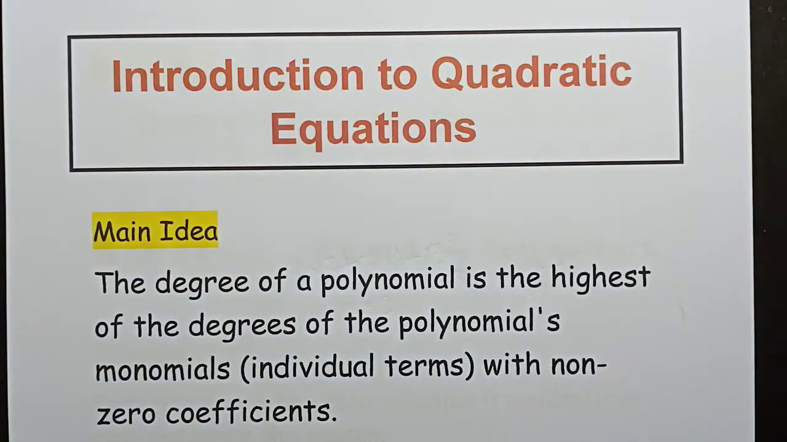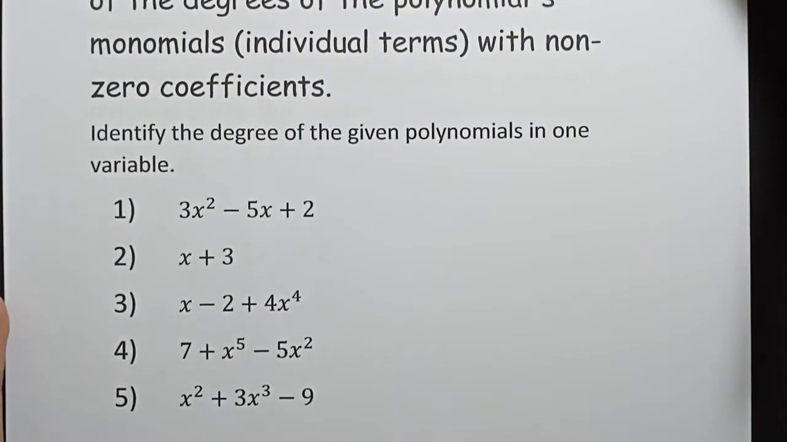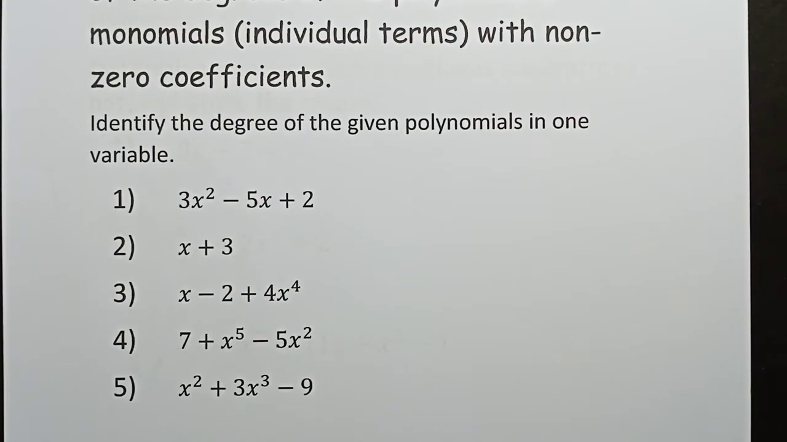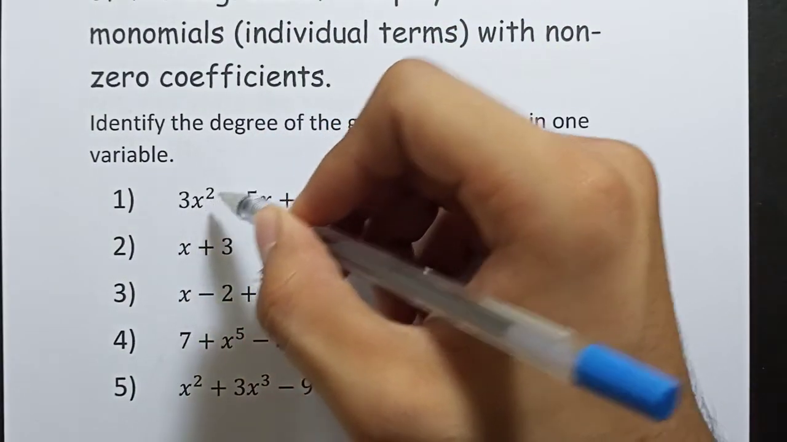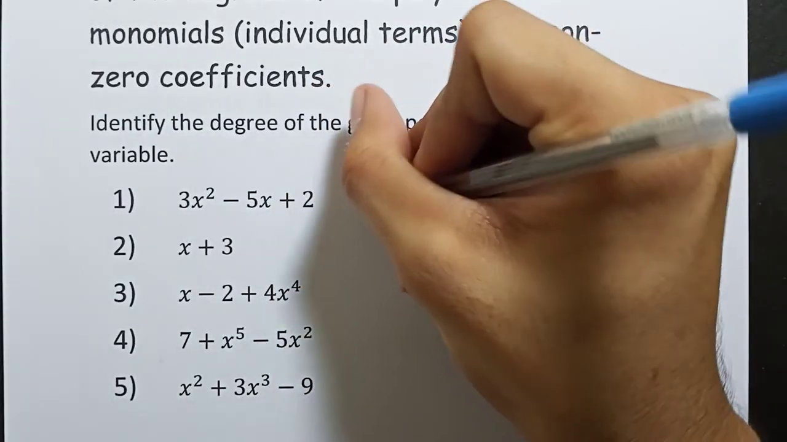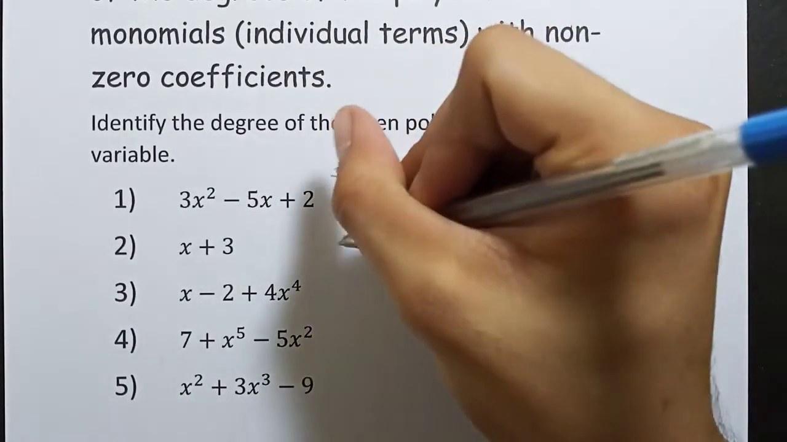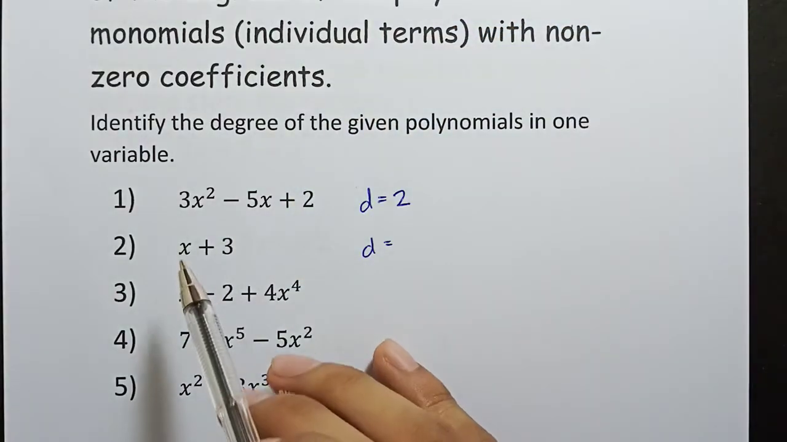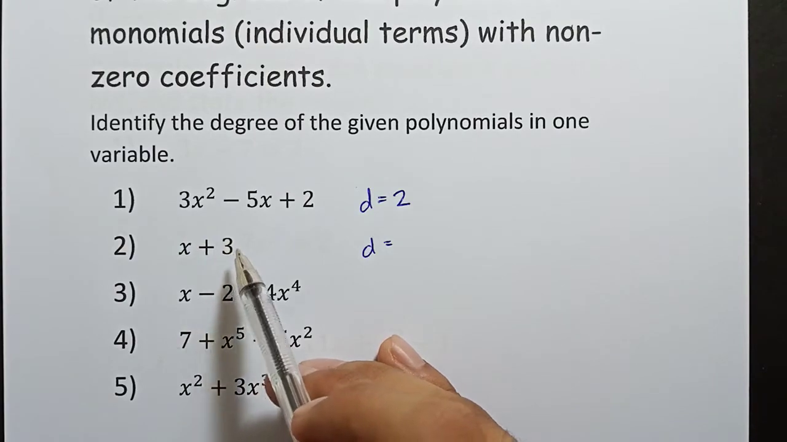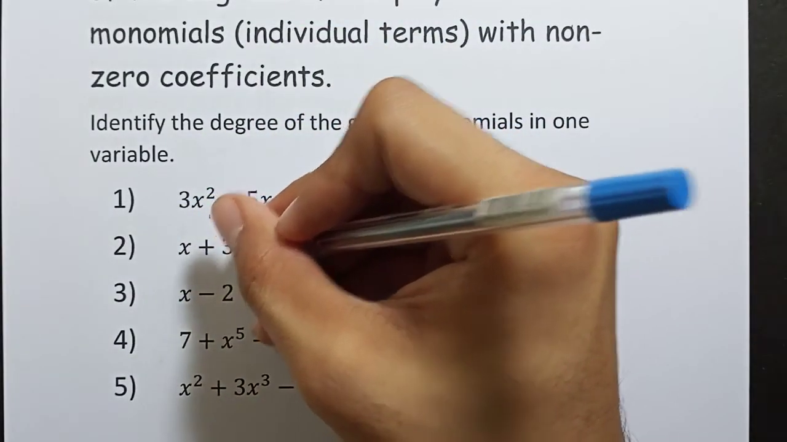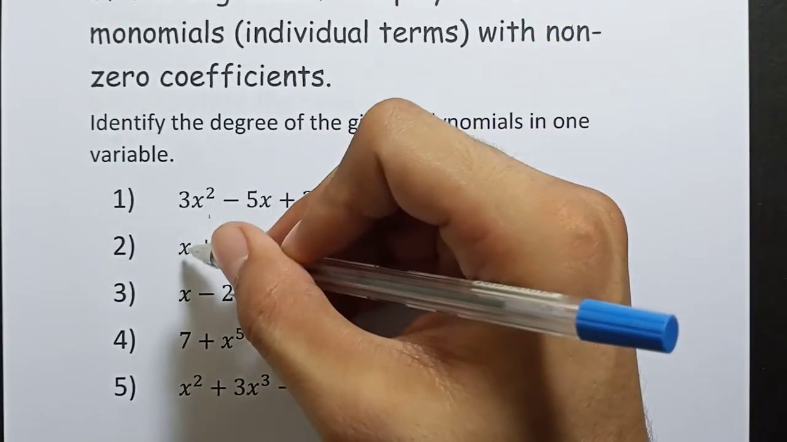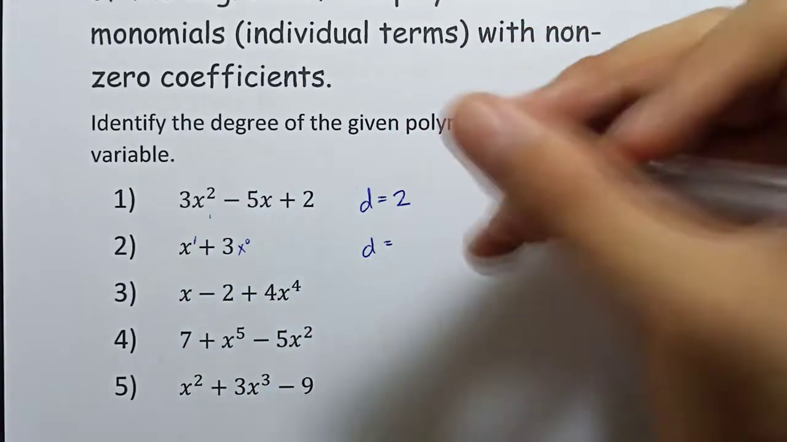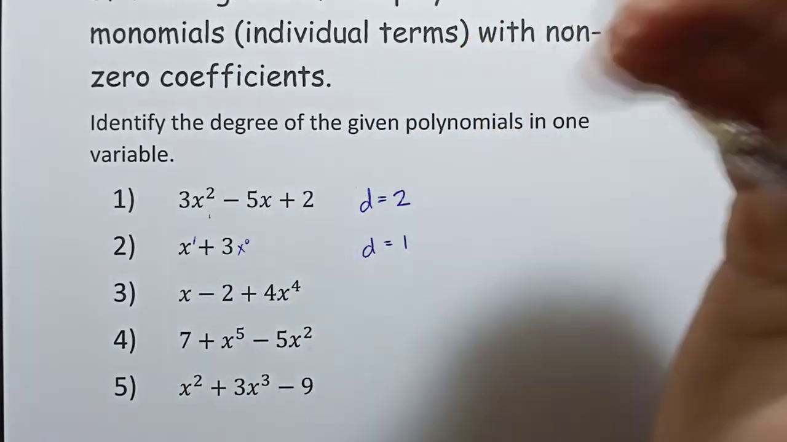So, let's try answering this. Identify the degree of the given polynomials in one variable. So, the degree ng polynomial ng 1, ano ba pinakamataas niyang exponent? Yung exponent ni 3x, which is squared or 2. So, the degree of this polynomial, sulatan natin, d equals 2. Then, ito number 2, ang degree niya is, so 3 is a constant, meaning siya ay can be written as 3x raised to 0 or it has an exponent of 0. Then 5x ay merong exponent na 1. So, ang degree ng polynomial natin is 1. Kasi 1 yung pinakamataas na exponent.